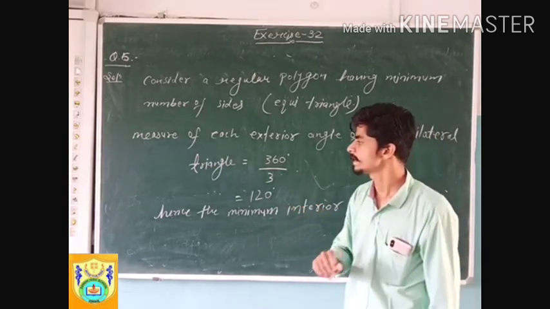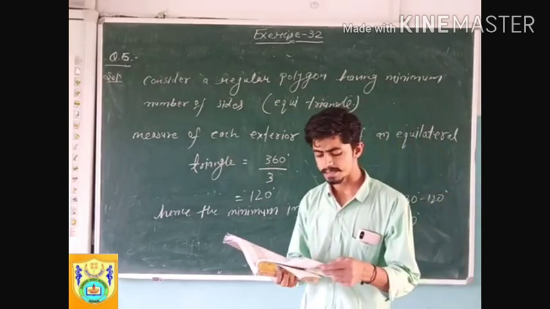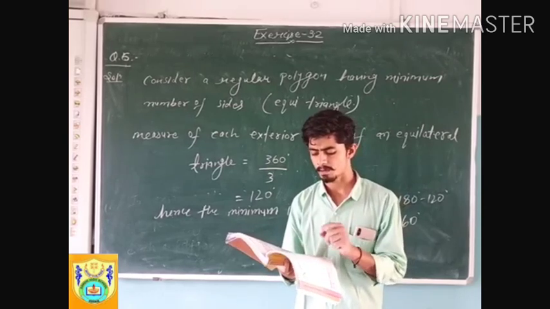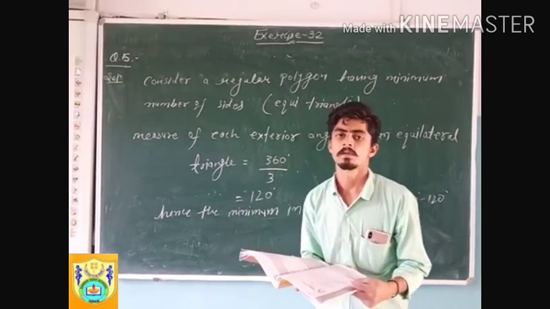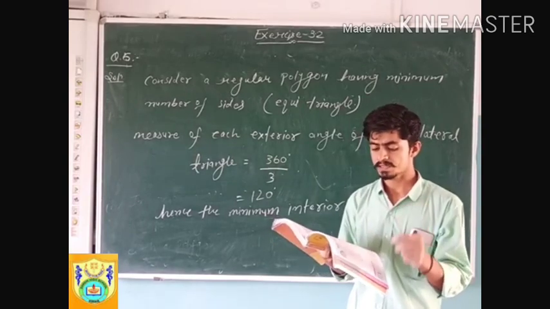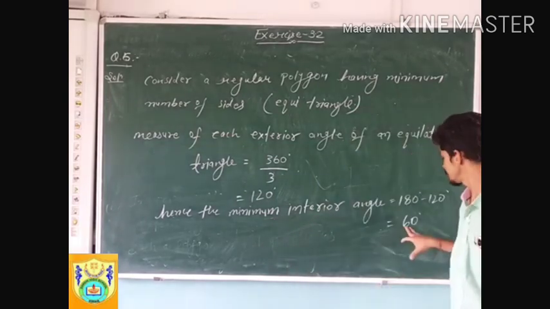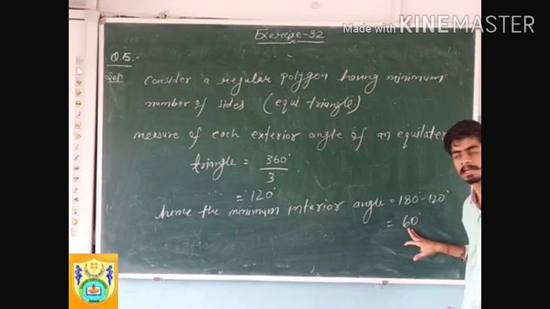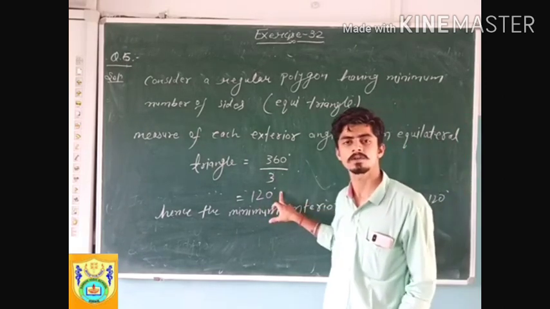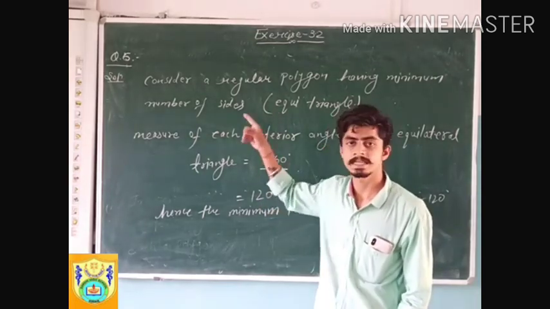And one more thing: in the second part of the question it is asking what is the minimum exterior angle possible for a regular polygon. So this is the minimum interior angle, that means this is the minimum exterior angle. So 120 is the solution of question number 6 B.